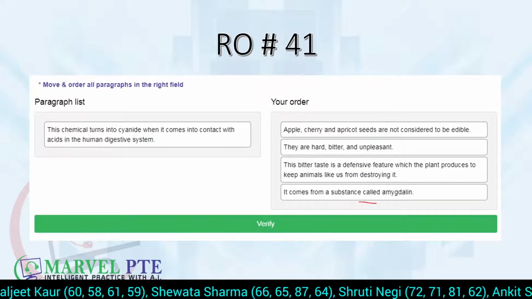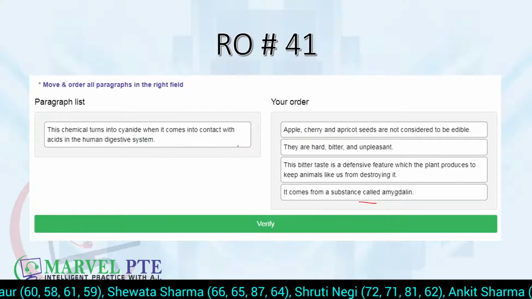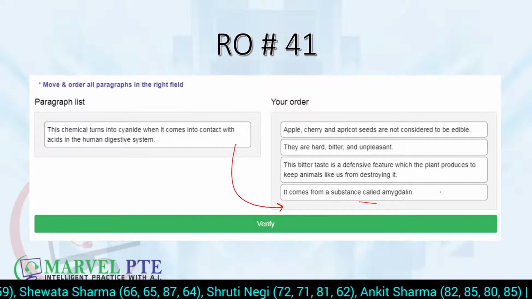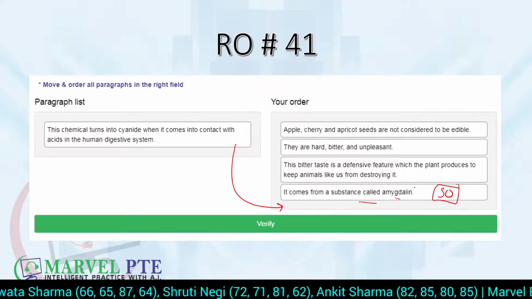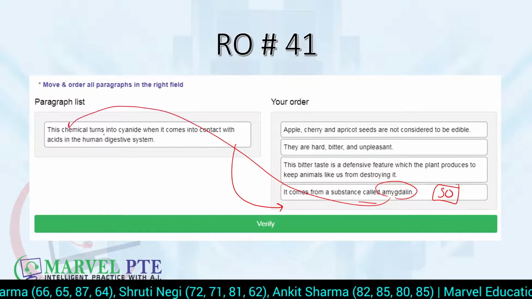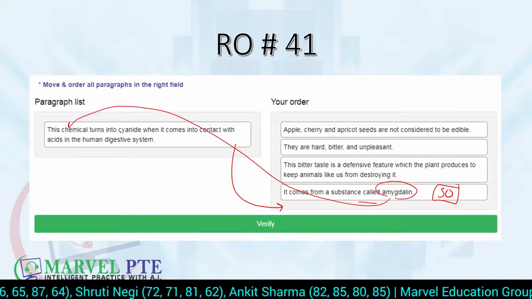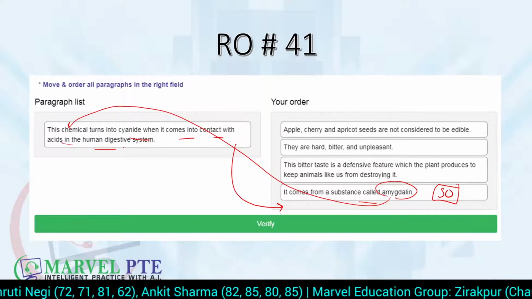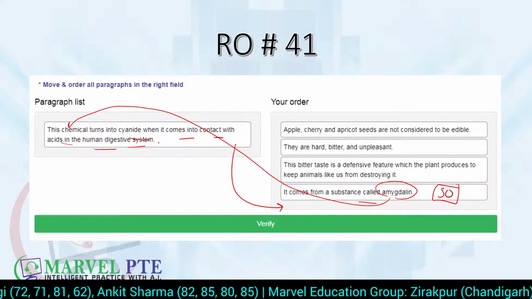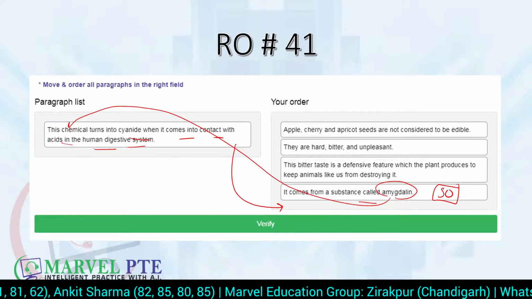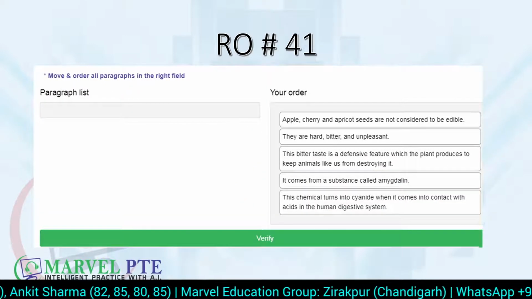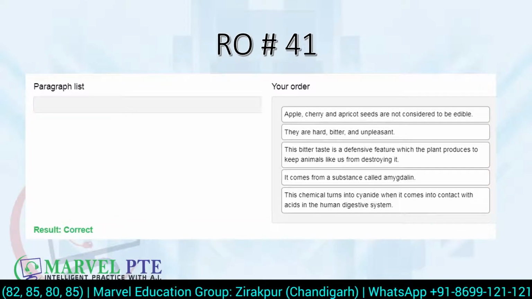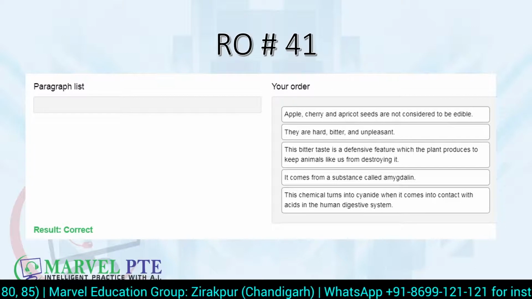राइट. एंड नाउ वैसे भी लास्ट लाइन है, आप चाहे समझ आए ना आए, इट्स गोइंग टू बी फिटिंग इन द लास्ट, बट स्टिल अब आपका SO स्ट्रैटेजी फिर से अप्लाई होगी. दिस केमिकल को यहाँ पे वो रेफर कर रहा है. सो amygdalin turns into cyanide when it comes into contact with acids in the human digestive system. Okay, so this is the reason we are going to put this in the last. Let's see if the order is correct or not. And the order for this is correct, right?